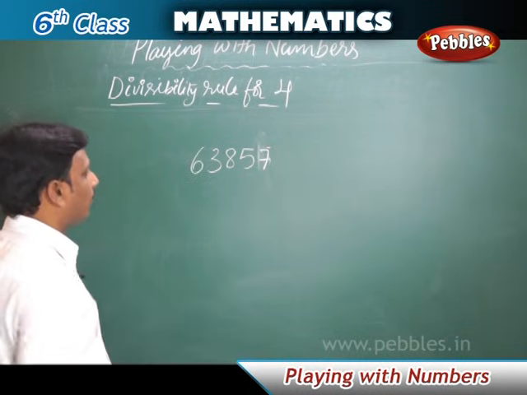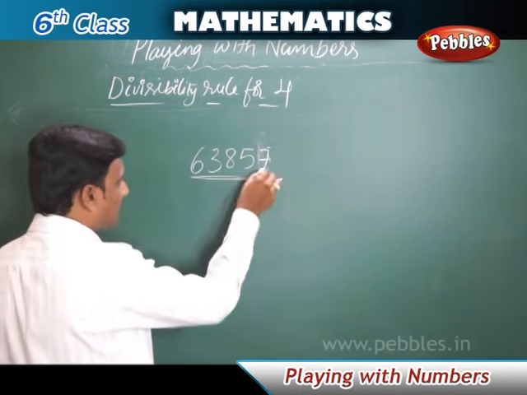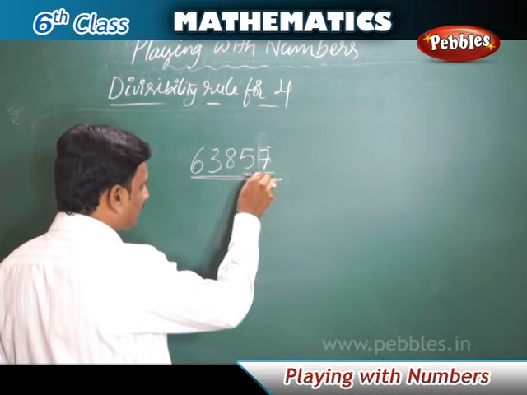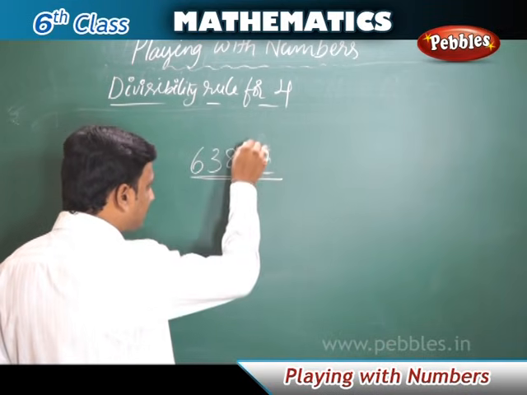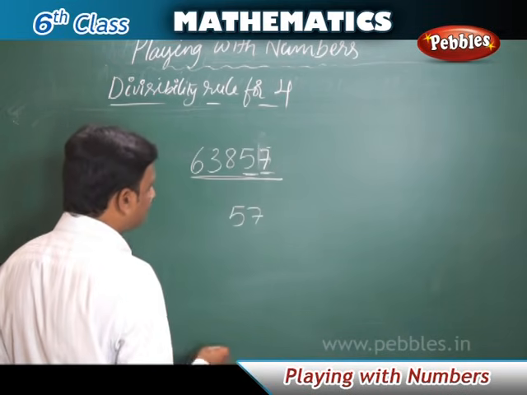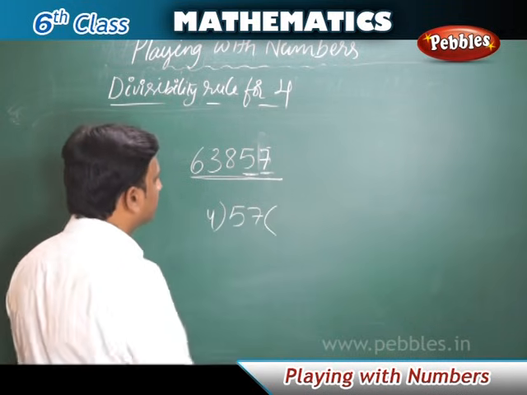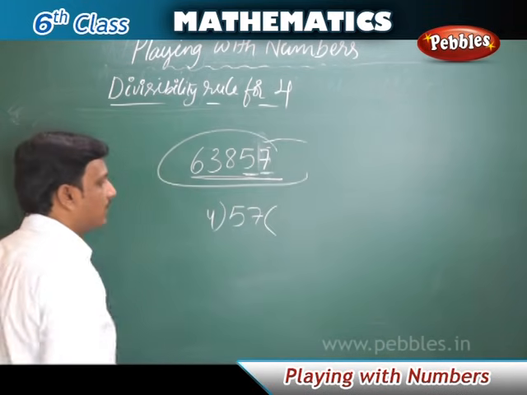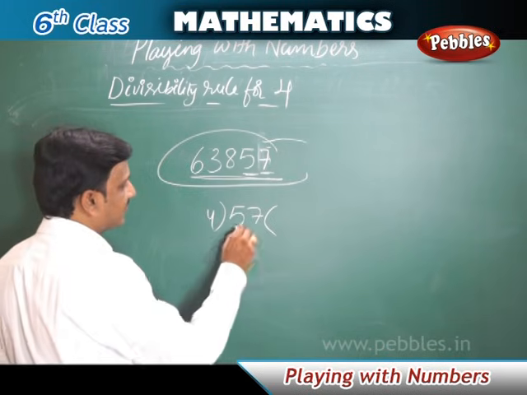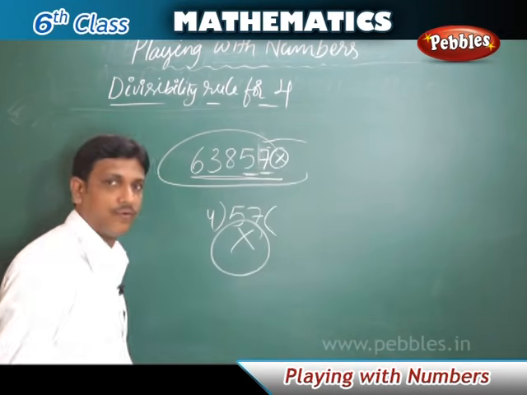Divisibility rule for 4. For any number, in its last ones and tens place, whatever digits are there, whatever number the digits form, if that number is divisible by 4, then the number is divisible by 4. The 57 is not exactly divisible by 4, so this number is not divisible by 4.